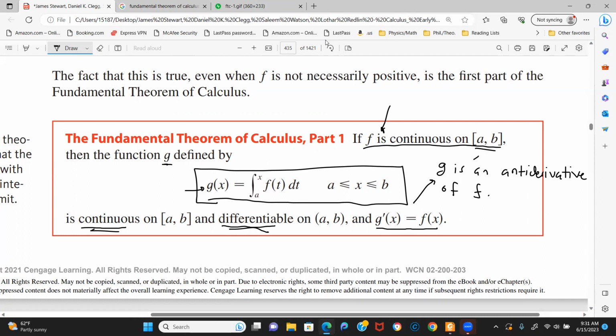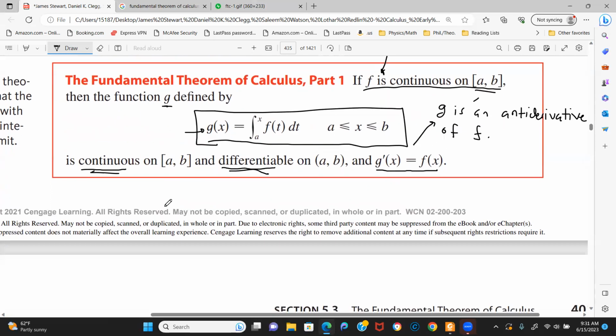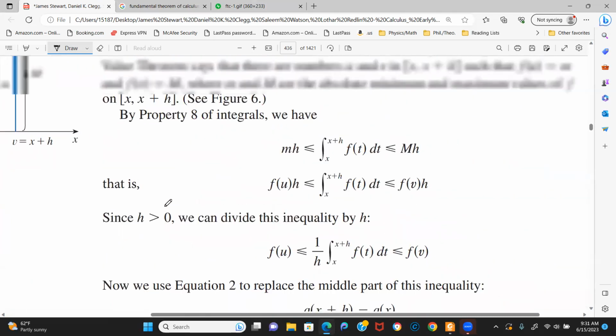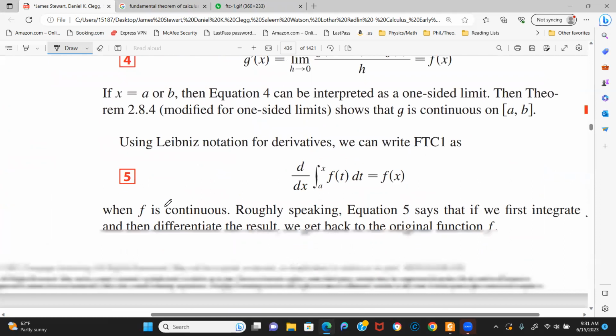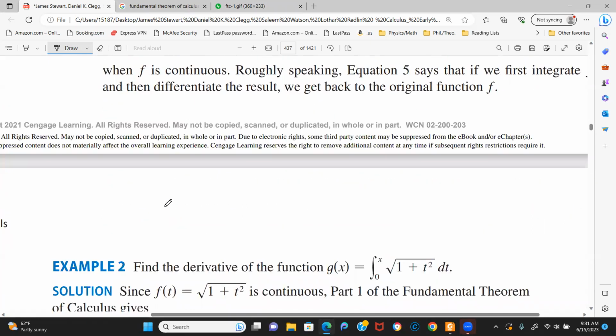But how does this function work? Let me get to the nitty-gritty details. So that's the first part, and then we'll go over it in more detail. But now let's go to the second part. So what is the second part? And here's a proof. We'll go through the proof. It's not terrible, but I think it's important to go through the proof.